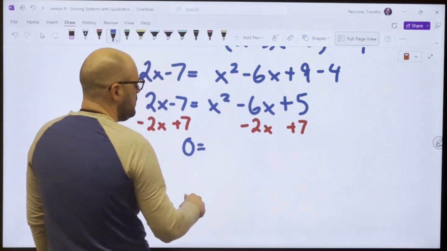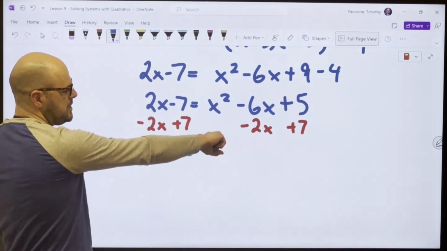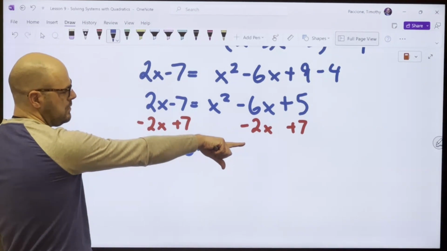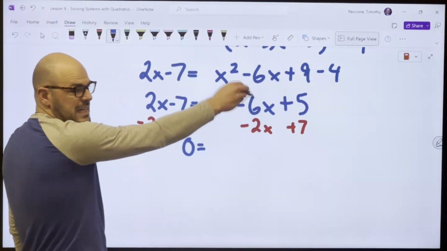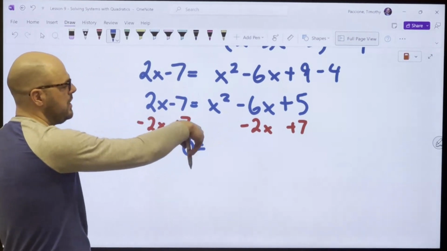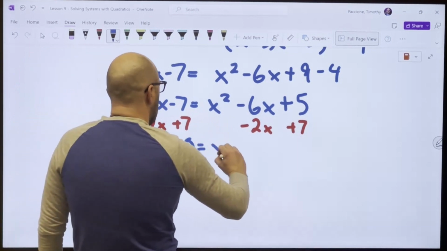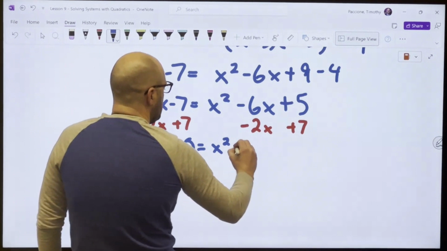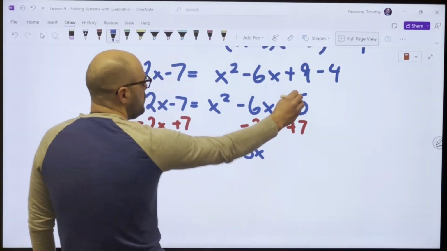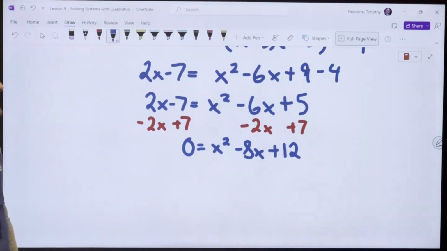And then x squared. Why did I write the negative 2x and the plus 7 over there and not just right here? I wanted to stack my like terms, right? Make it easy on myself when I do this next part. Because now I can see x squared doesn't have anything with it, so that's just x squared. Minus 6x and minus 2x is negative 8x. 5 and 7 is plus 12. Now look what we have. x squared minus 8x plus 12. We know how to solve that, right?